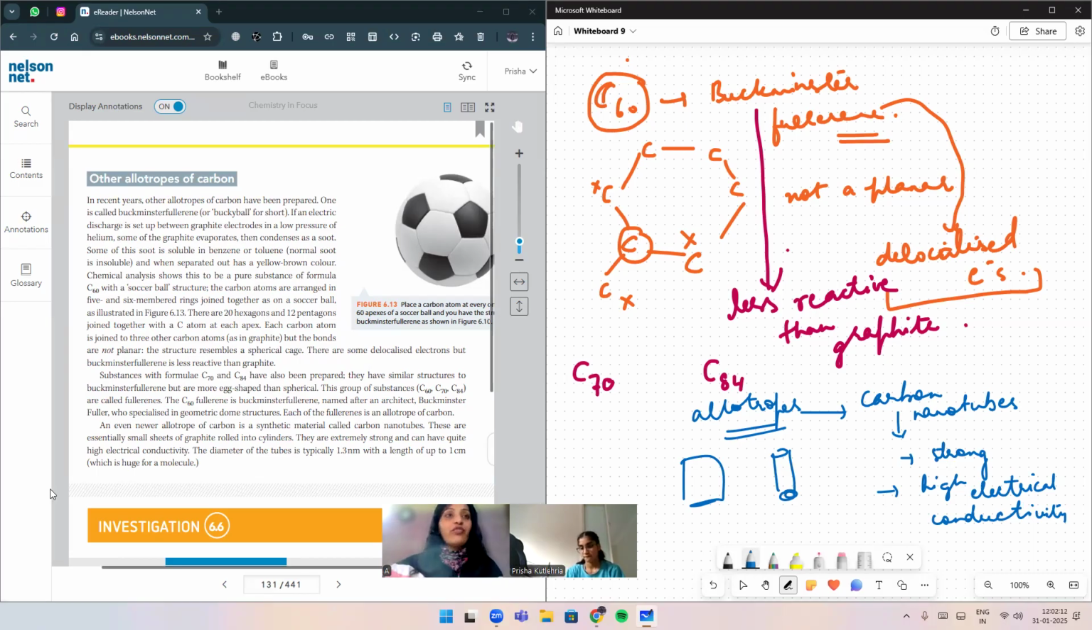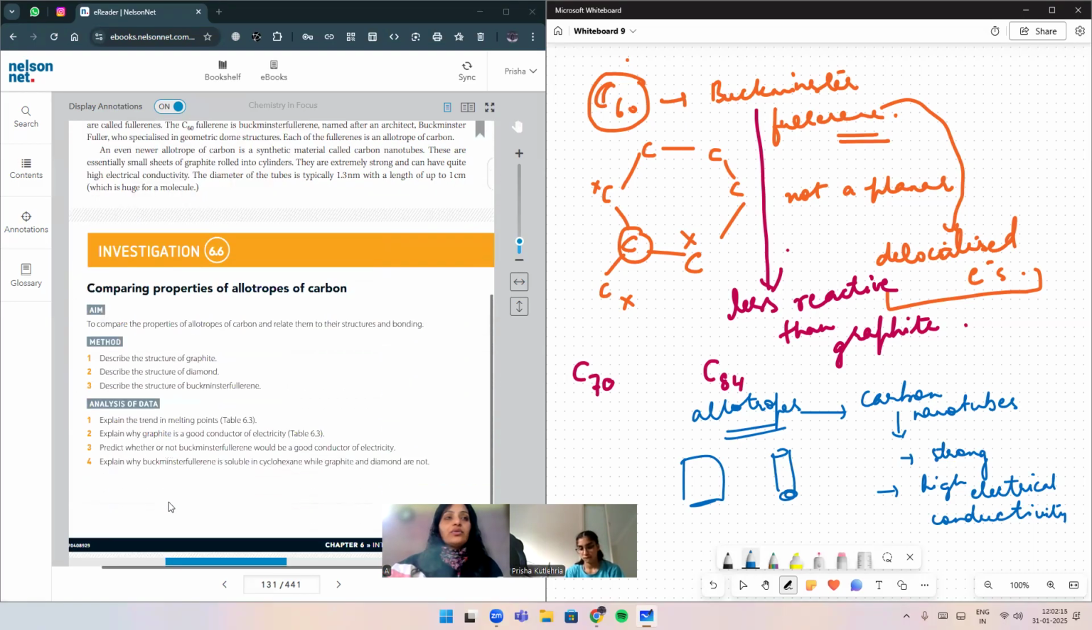So let's move on. The next investigation, what you have to do is differentiate between the properties of allotropes of carbon. And I think you can do that in a tabular form, right? When you're doing the tabular form method, what key points do you have to note? First is the structure. The first point should be the structure. Explain the structure, then make the diagram.